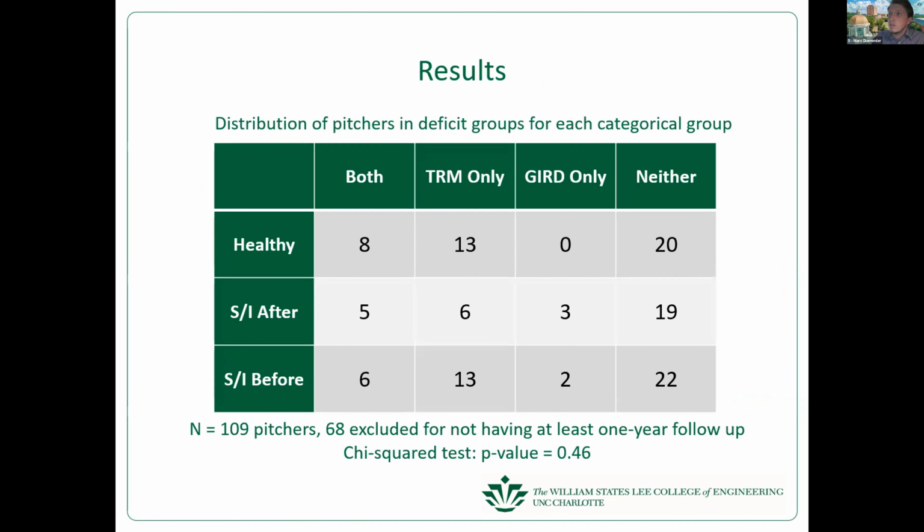So our results. This table shows our 4 exclusive groups: both deficits, total rotational motion deficit only, GIRD only, meaning they had the internal rotation deficit, and neither deficit. The healthy row were players who didn't have an injury initially or at the 1 year follow-up. SI after were players who had surgery or injury at the 1 year follow-up, and the SI before row were players who had surgery or injury at the initial questionnaire. We excluded 68 pitchers for this chi-square analysis because we only had the initial questionnaire and not the 1 year follow-up, but our results showed no significant relationship between the deficit groups or the categorical groups.